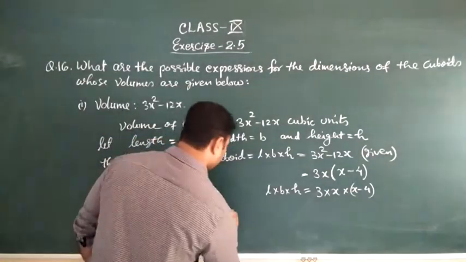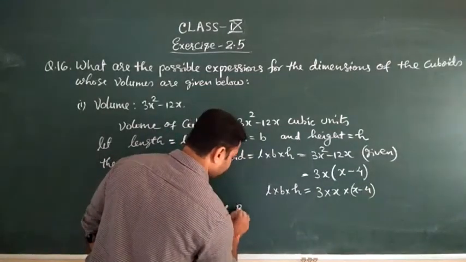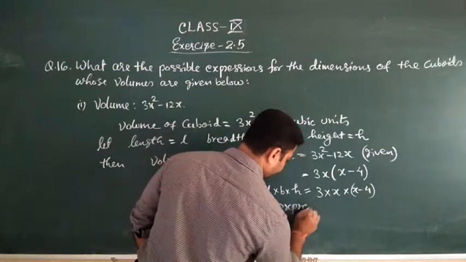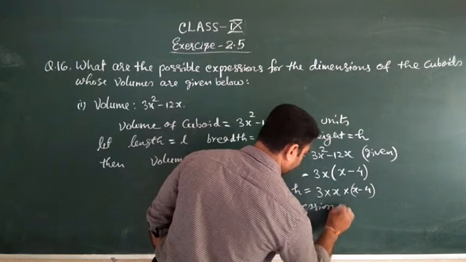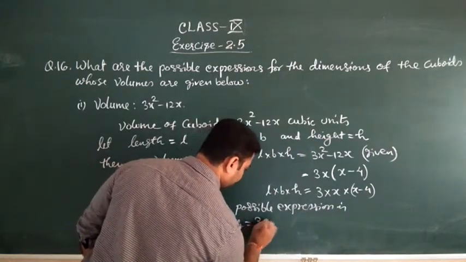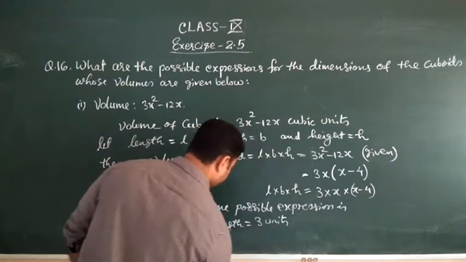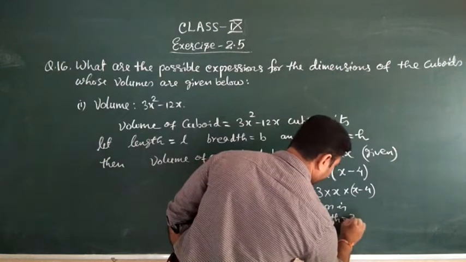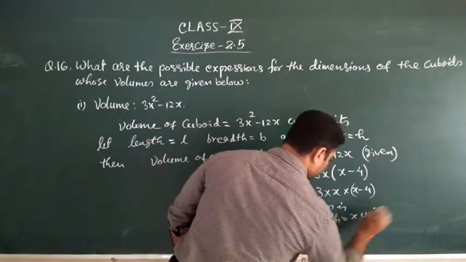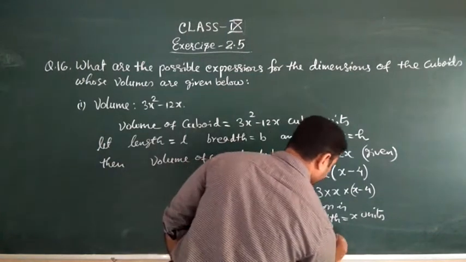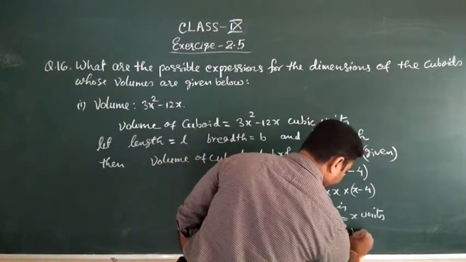So one possible expression is length is equal to 3 units, breadth is equal to x units, and height is equal to x minus 4 units.